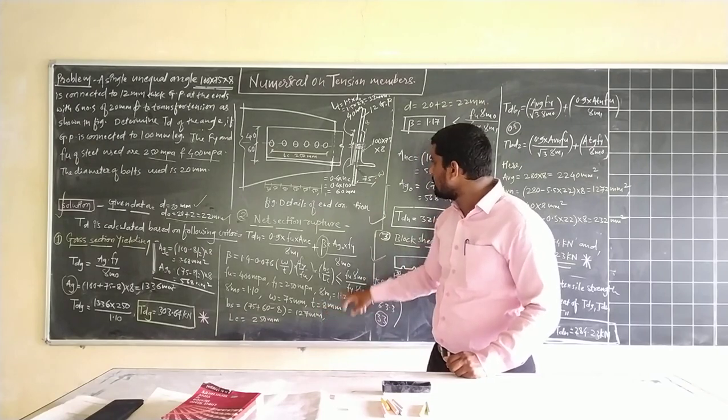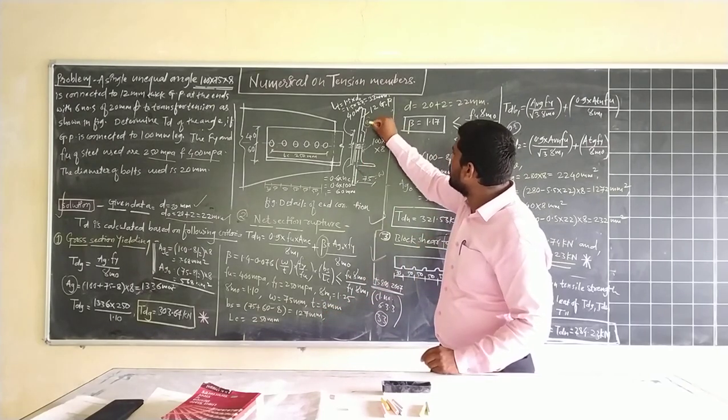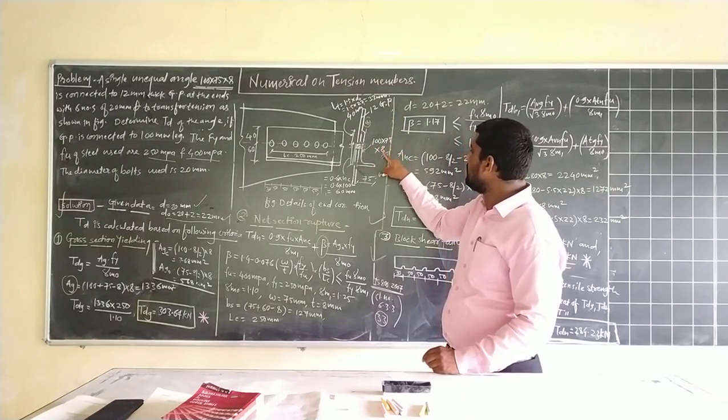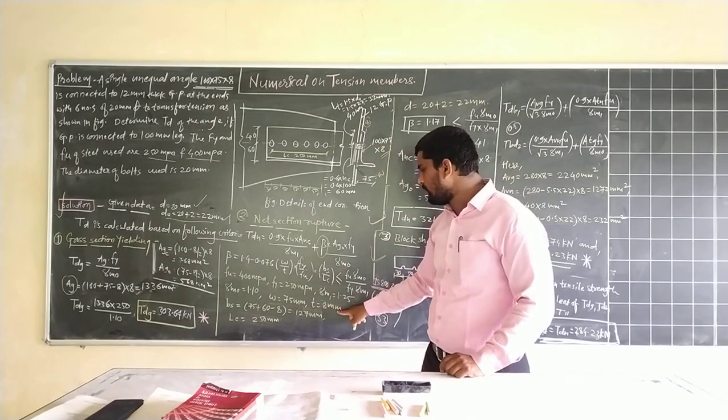Then the thickness of this angle section, we know, is 8 mm, as the angle section is 100 by 75 by 8. So T is equal to 8 mm.